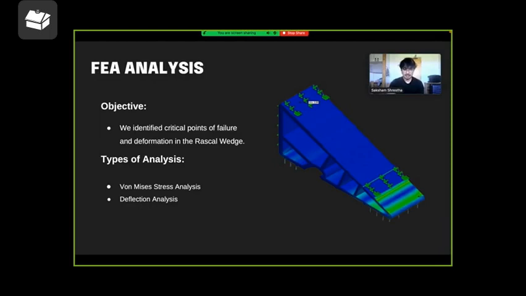And for deflection analysis, it showed that the maximum deflection occurred near the right edge of the hypotenuse of the wedge. In visualization, the deflection was significant enough to be visibly observed. In conclusion, we identified the critical points of failure and deformation in the Rascal Wedge. It also provided us valuable insights on how the wedge could deform when carrying out the actual experiment with the load frame in the lab.